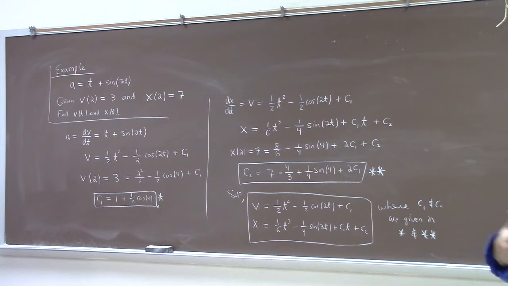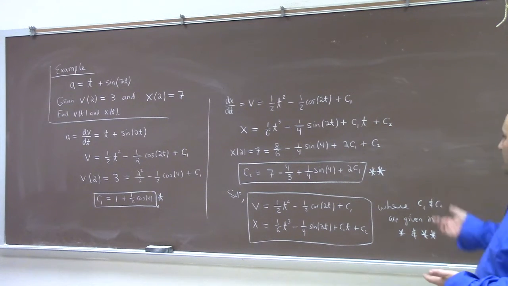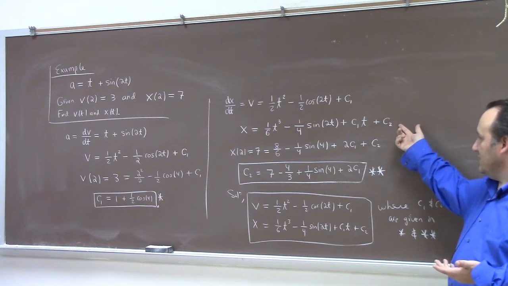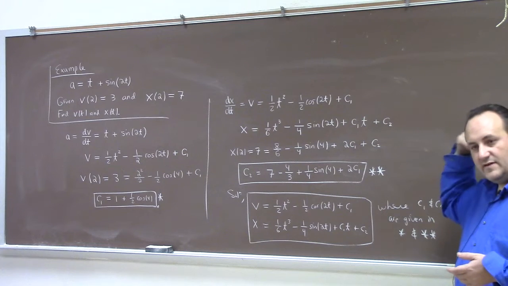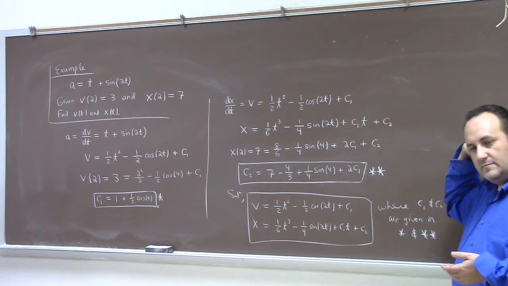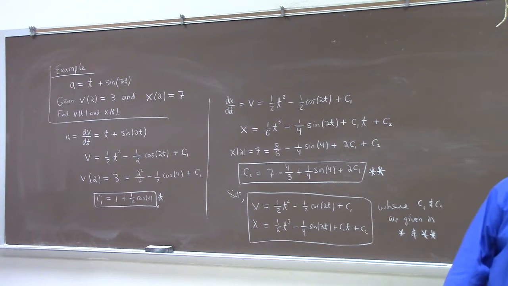Then, since the velocity is the derivative of the position function, we integrate again to get position. In the process of that integration, that generates another constant of integration, which I've called C2. In order to figure out what that C2 actually is, you have to use the data which is given, which in this case is that x of 2 is 7. Do we get the position when you integrate the velocity? Yes.